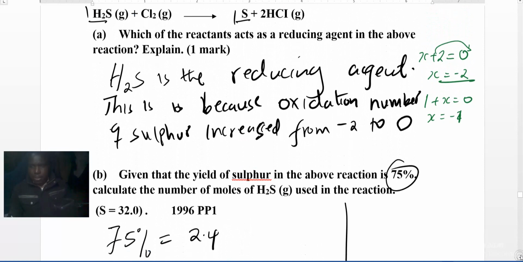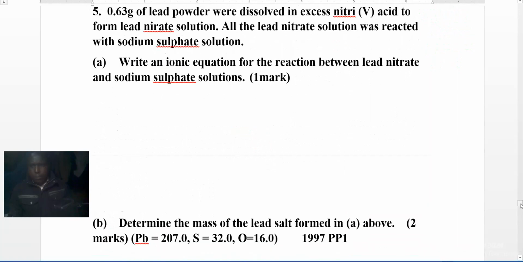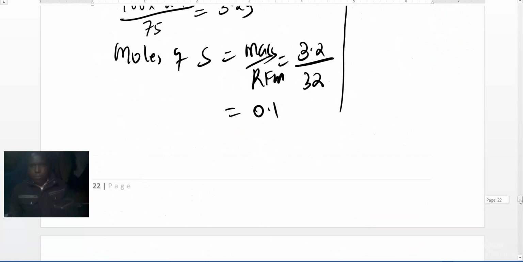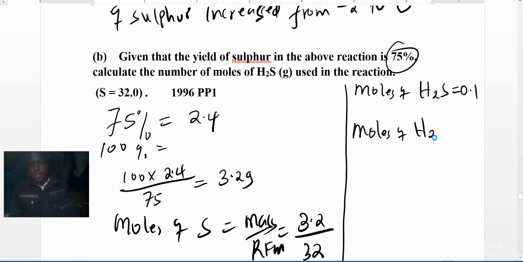Having that in mind, we will say that moles of hydrogen sulphide will be equal to the moles of sulfur, which is 0.1 moles, because the ratio is 1:1. So moles of hydrogen sulphide is equal to 0.1. That is what we were asked, the moles of that.